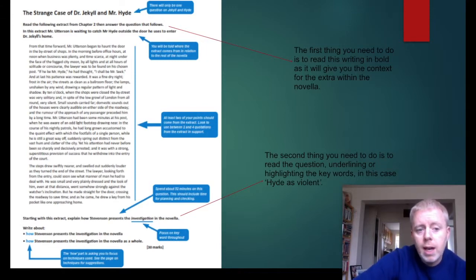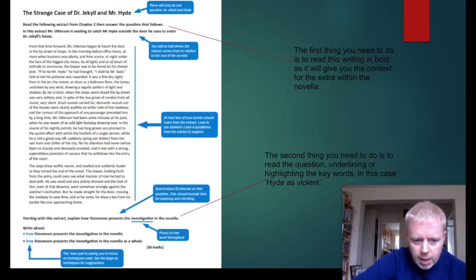In this extract, Mr. Utterson is waiting to catch up Mr. Hyde outside the door he uses to enter Dr. Jekyll's home. So that's the first thing you do. Then you still don't read the extract because you need to read the question first, so you know what to look out for within the extract.